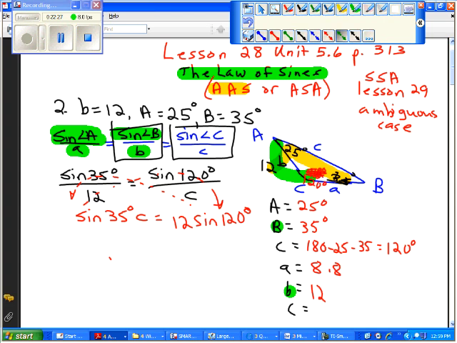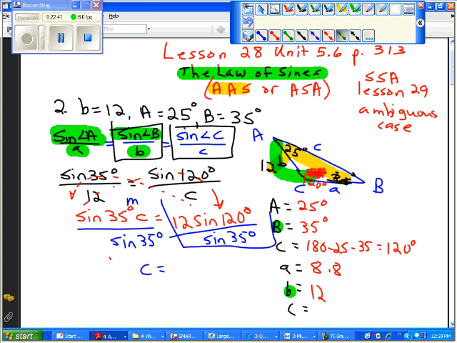And then we're going to solve for c. We have sine 35 multiplied to the c. We're going to undo multiplication by division. So we divide both sides by sine 35 degrees. And we're going to get little c equal the answer to that. 12 sine 120 divided by sine 35. And when you do that, you get 18.1 for little c.